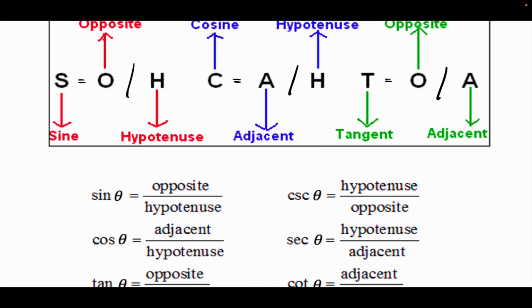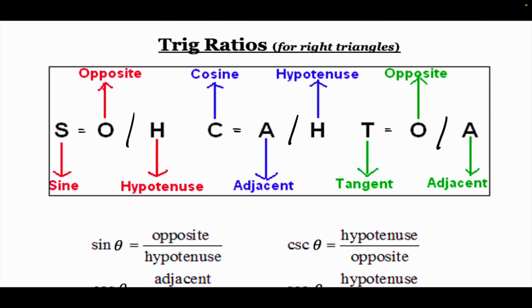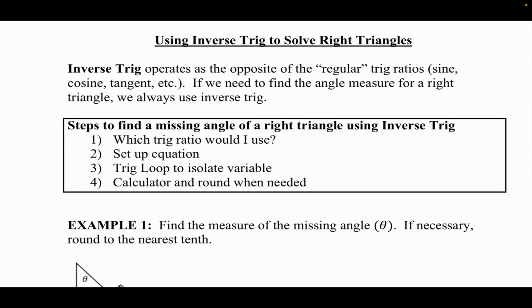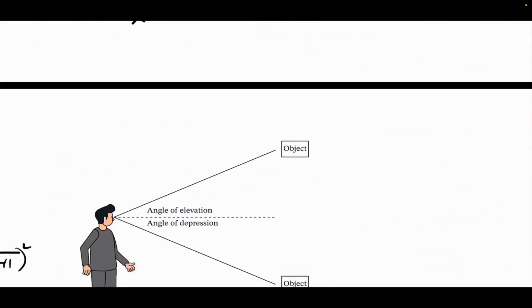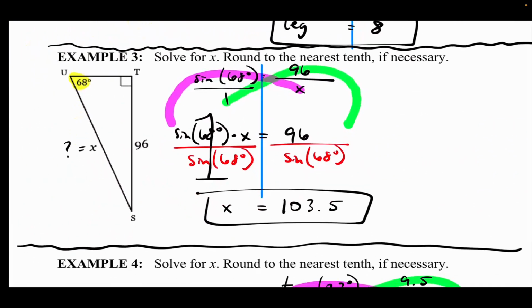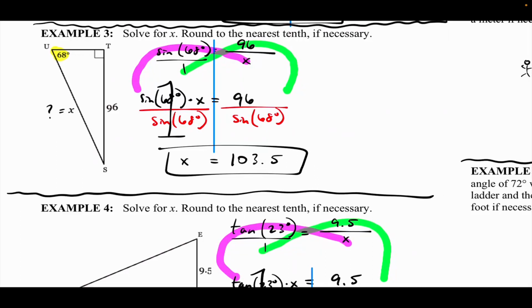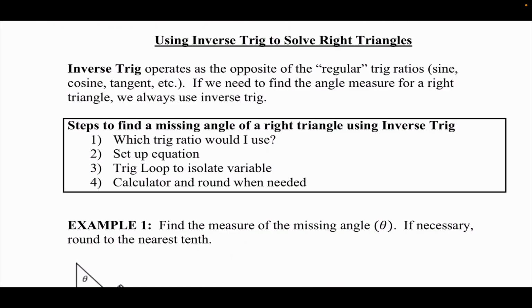It's called inverse. Okay? So when do we use the opposite? When do we use inverse? Is when we want to find a missing angle. If we want to find a missing angle, we use inverse. If we want to find a missing side, like we did here, we use regular sine, regular cosine, regular tangent. Okay? So the first thing we're going to do is work with those. So how do we do it?